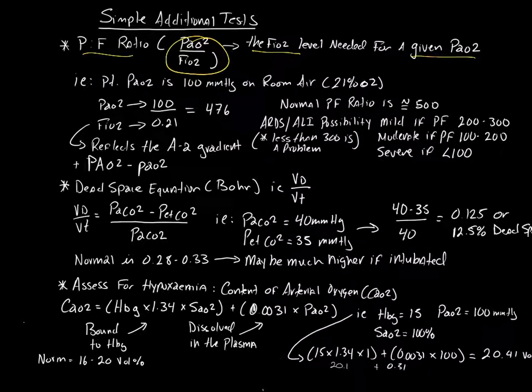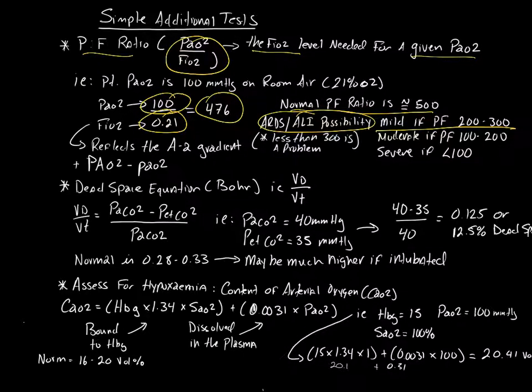I'll just give you an example of a normal patient. Normally your PaO2 is right around 100 on room air. So 100 divided by 0.21 gives us about 476, which is basically normal. The normal PF ratio is around 500. We know that a low PF ratio, less than 300, indicates that there's a possibility of ARDS or a lung injury. If the PF ratio is less than 200, that's a moderate lung injury or ARDS.